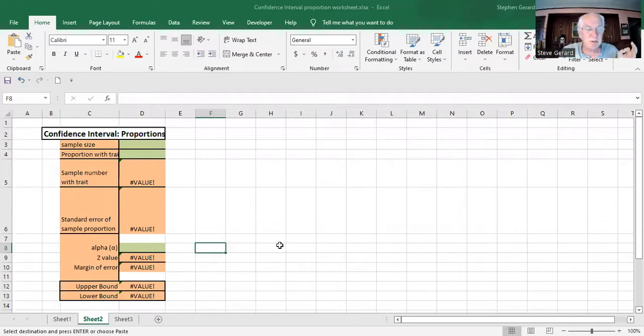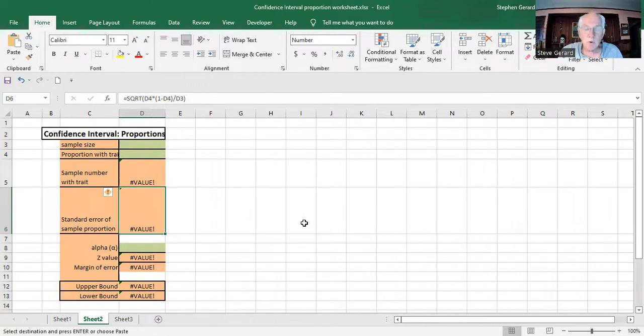In each one of these worksheets, there are places that are green. Those are the only places you want to put numbers. If you put something in this corner right here, where I have the square root of d4 times 1 minus d4 divided by d3, you'll screw it up. So better to open this, save it someplace, and then come back and use it again. Save it a second time to play with.